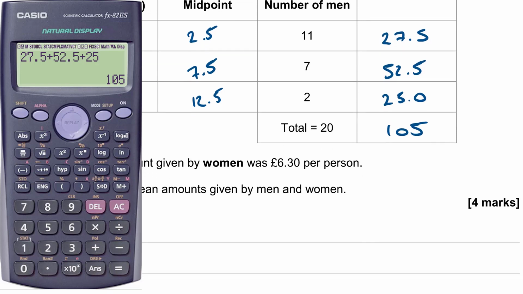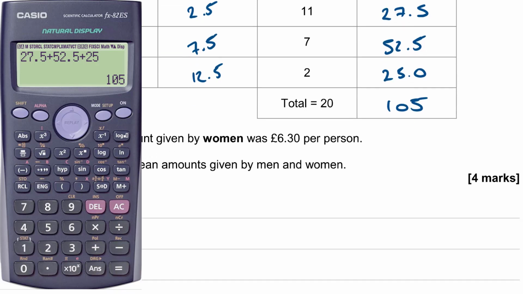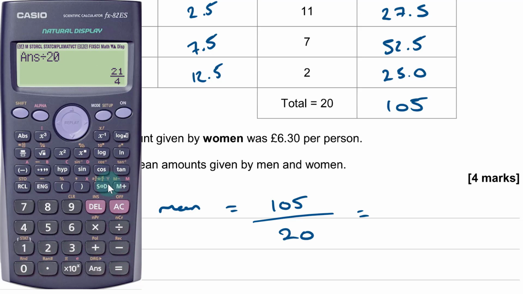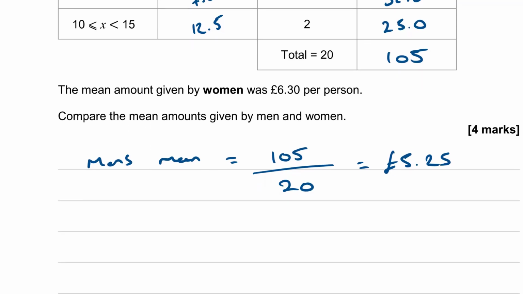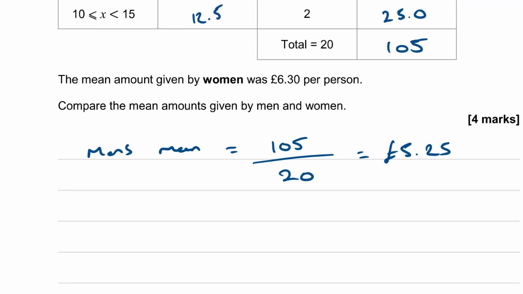So then the men's mean is going to be my total, which is 105, divided by the number of people, which is 20. So 105 divided by 20 is £5.25. So it looks like the chaps were the cheapskates and gave £5.25 on average.